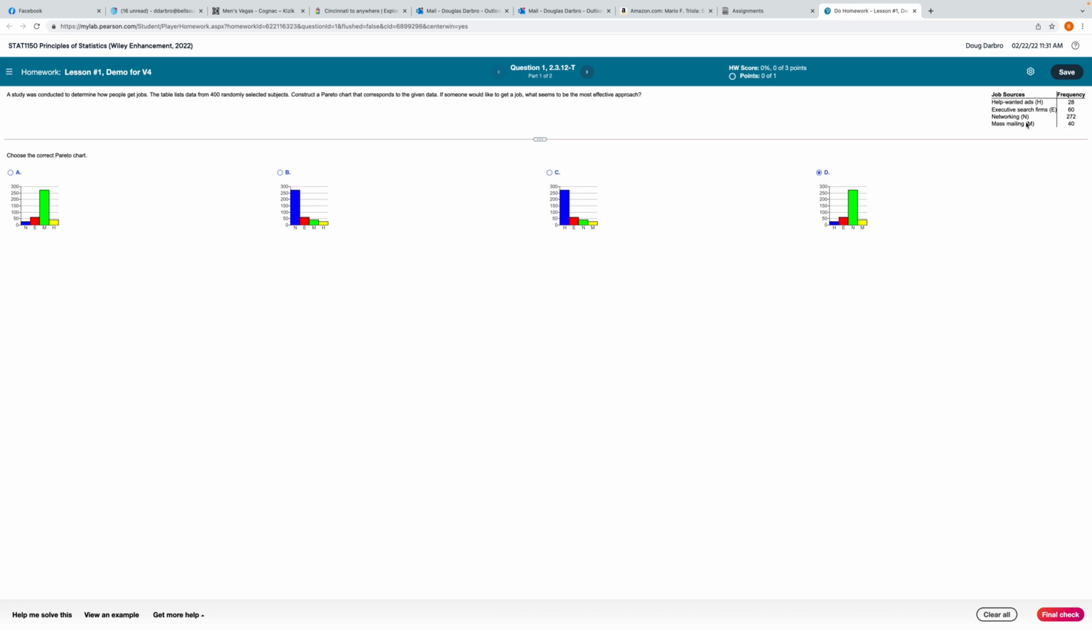A Pareto chart is related to a bar chart, except there are two differences. Difference number one, the bars touch. Difference number two, the ordering: the first category will be the category with the highest frequency, the second category will be the second highest frequency, and so on. So what I need to do is match, first of all, that the frequencies are the same. So for networking, I need 272.